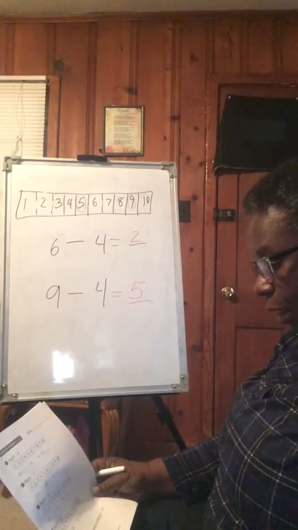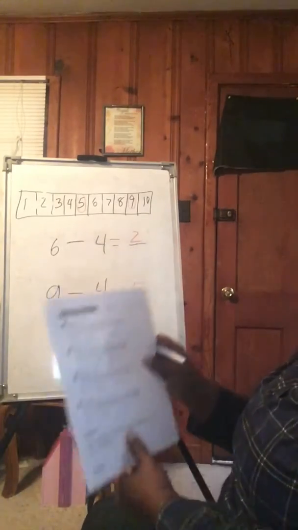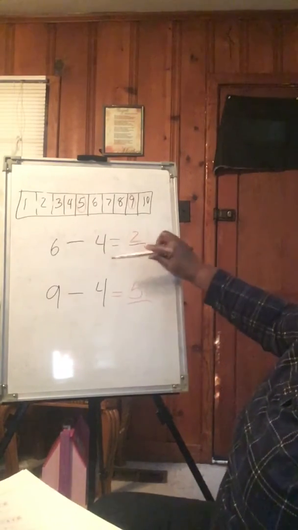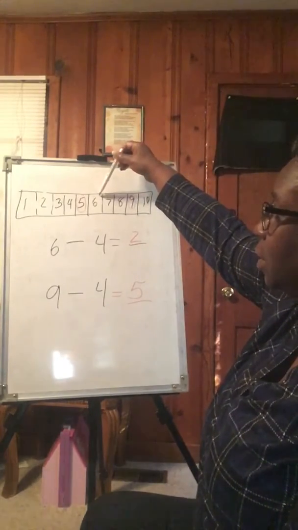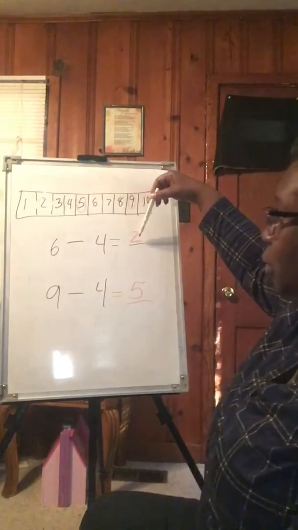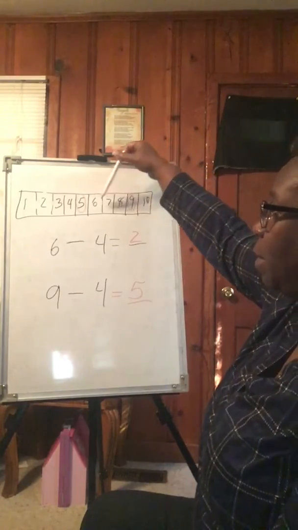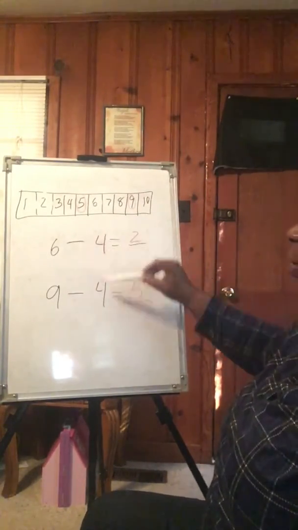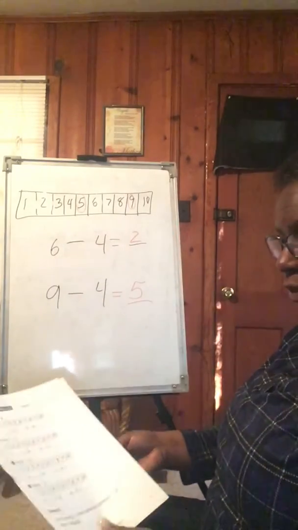So how is it different? Not the same. How is this different from this? Because right here you started at your 6 and you went back 4, 1, 2, 3, 4, and it gave us 2. And you started right here with 9 and you went back 4 and it gave us 5. So even though you have the 4, these numbers are different, so it made your answers different.